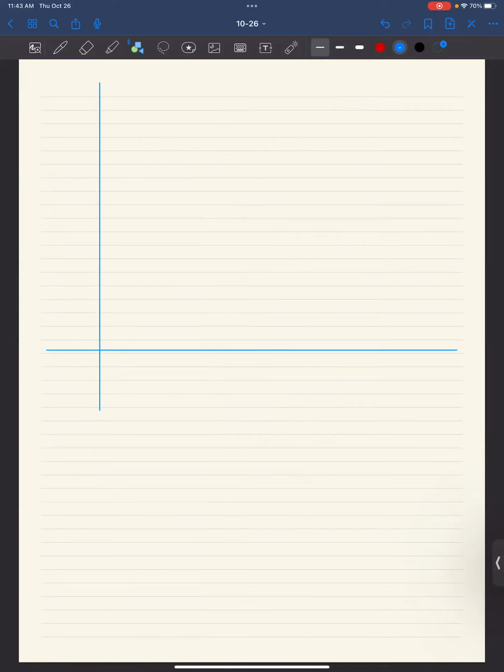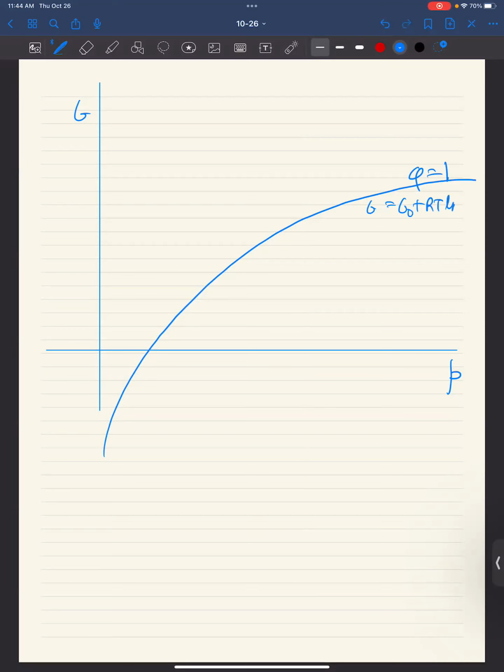Okay, good. So let's draw G versus P. We saw how it looks for an ideal gas, right? For an ideal gas, it starts at minus infinity, and it increases logarithmically, right? And I'm not going to bother with drawing the reference value and reference free energy. It is what it is. It's some value. It doesn't matter. So this is phi is equal to 1, and G is equal to G naught plus RT ln P by P naught.